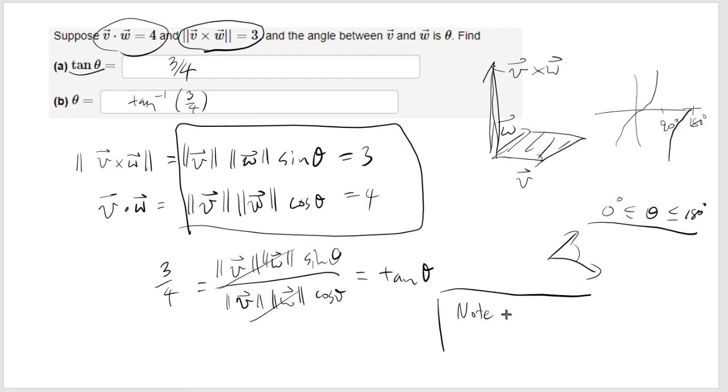So maybe I should just put a note here. Note, if tangent theta is less than 0, then theta would be the tangent inverse of the value that you're given, but you have to add 180 degrees, because this value would be between negative 90 and 0. So adding 180 degrees will make it an angle between 90 and 180 degrees, matching what we think it should be. Okay?